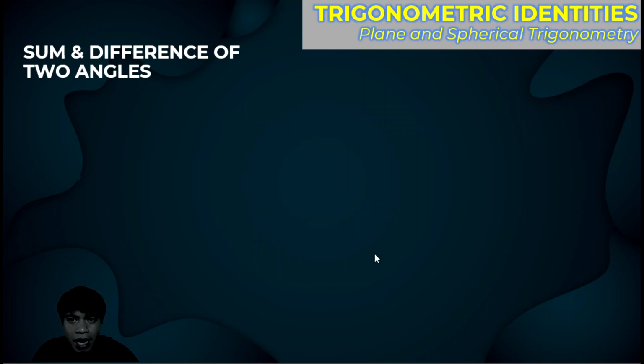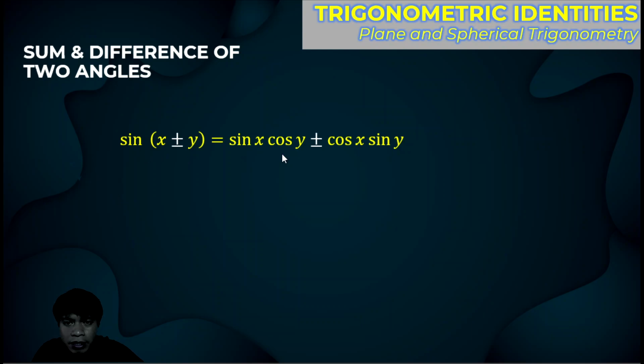So next is the sum and difference of two angles. So tatlo lamang to guys. So una is yung sine of x plus y. Yung x at saka y dito ay mga angles. So ang memorize nito is kapag sine, that is sin, cos, cosine. Okay, sin, cos, cosine. Take note, kung positive dito guys, that means dapat positive din dito, at kung negative, negative din dapat dito.